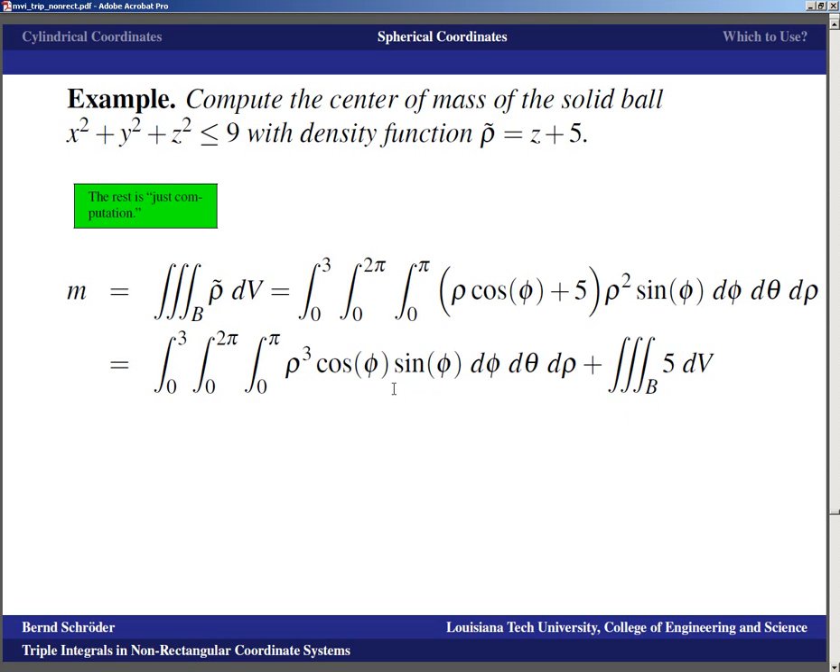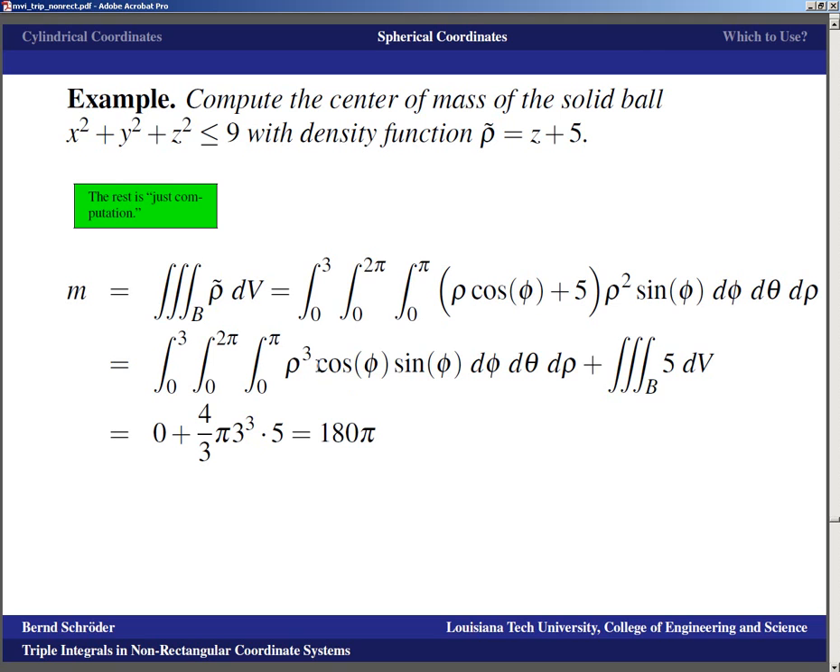Now we see something else that is rather nice: cosine phi times sine phi is 1/2 sine 2 phi, and if I integrate that from 0 to pi, that means I integrate a sine function over a full period, so the integral will be 0 here. So this is 0 plus the volume of the ball times 5, so 0 plus 4 pi over 3 times 3 cubed times 5, and one of the 3's cancels. 9 times 5 is 45 times 4 is 180, so this ends up being 180 pi.